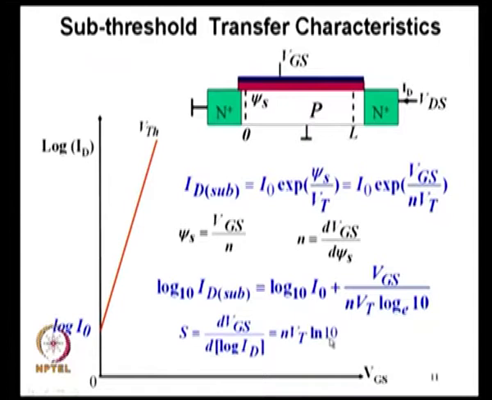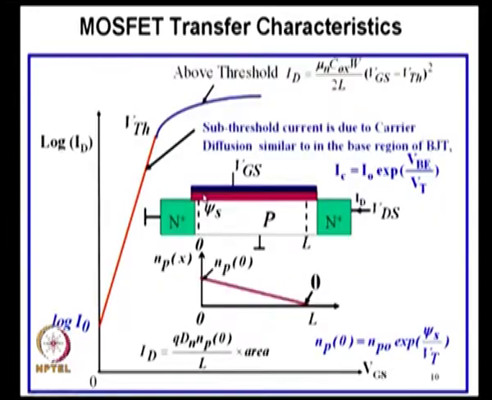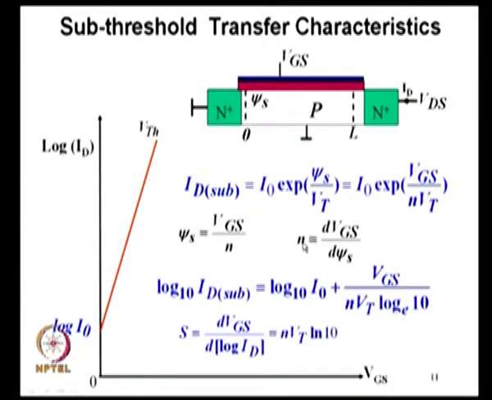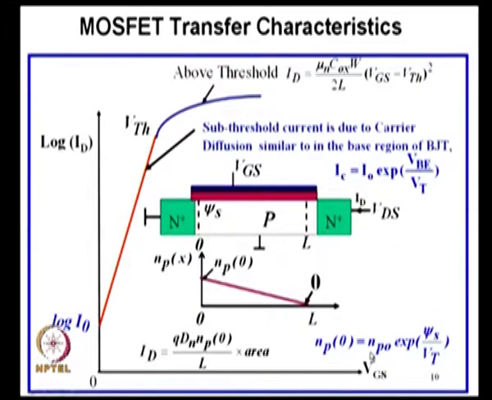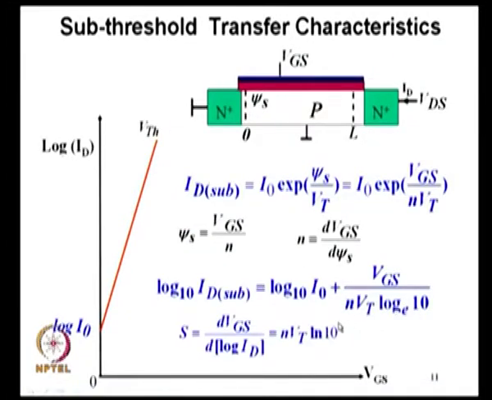You see that there. So, I have rewritten that equation. I d sub, that is sub threshold current. I am just rewriting that by substituting this there, that I naught, that can be written as I naught e to the power of psi s by kT, where I naught actually depends upon Q dN by L and NP0. NP0 is dependent on doping.